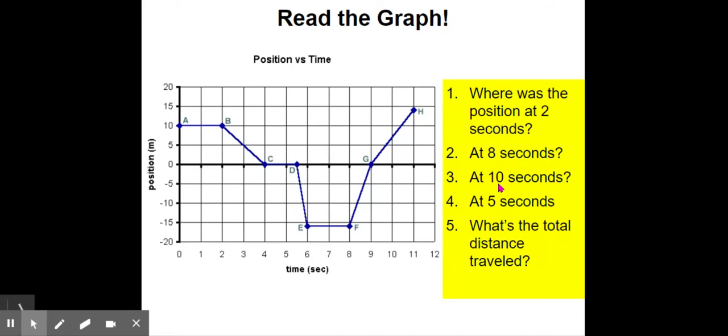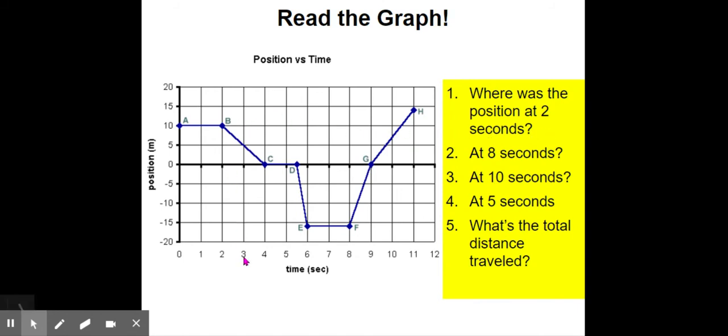Where was the position? That's like the displacement. Position, displacement is the same thing. At 2 seconds. Okay, so here's time on this axis and position on this axis. Here's zero, the reference point. So where was the position at 2 seconds? Well, let's go 1 second, 2 seconds, and it's right here. It's 10 meters in the plus direction. So 10 meters is the answer to this.